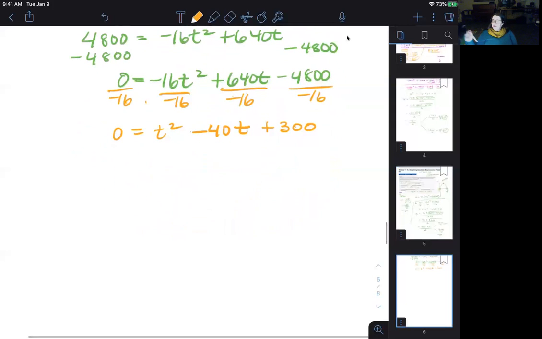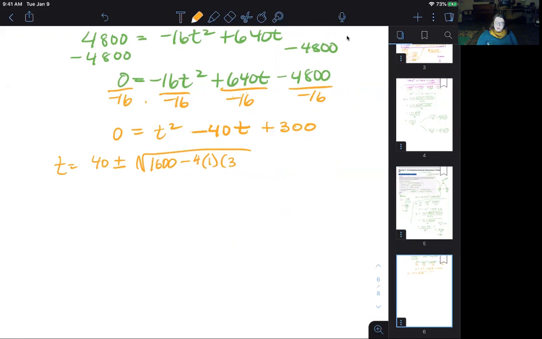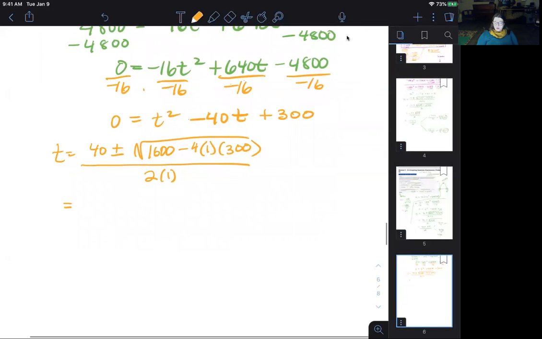And then we'll go ahead, hi Kitty, we'll go ahead and use the quadratic formula now. So we have t equals negative negative 40 is 40 plus or minus the square root. 40 squared we already solved before is 1,600 minus 4 times a, which is 1, c, which is 300, all over 2 times 1. And like I said, if you do use the bigger numbers, you will get the same answers. It's just a lot more calculating.